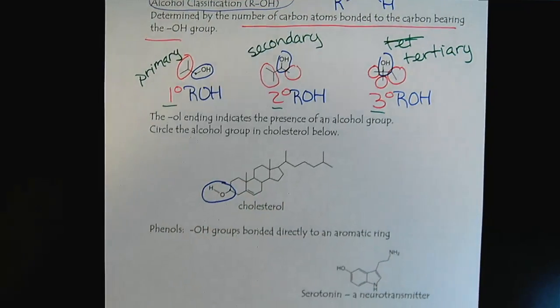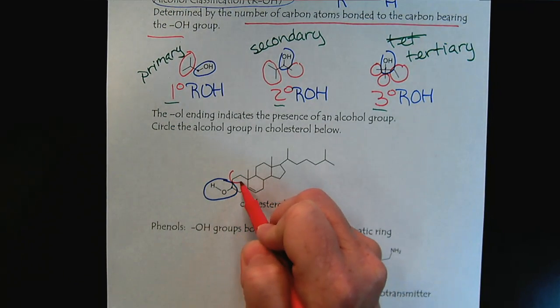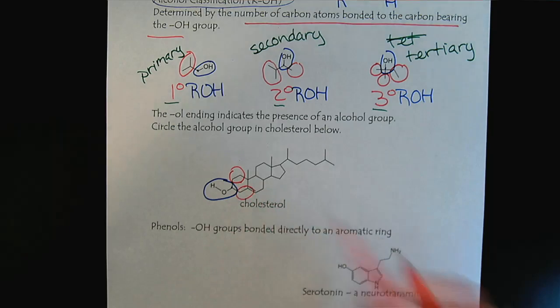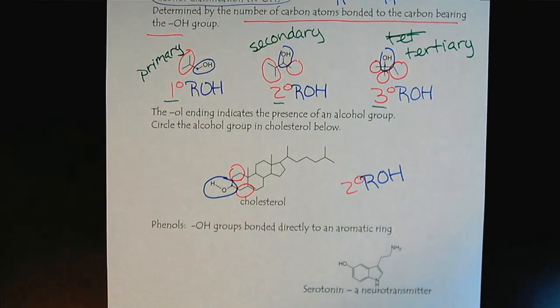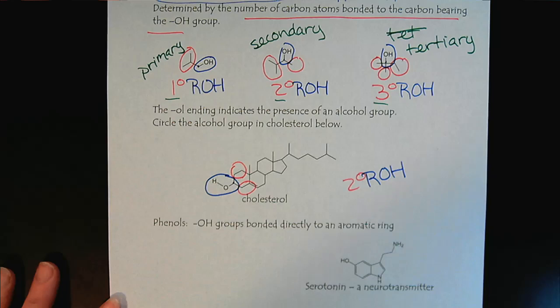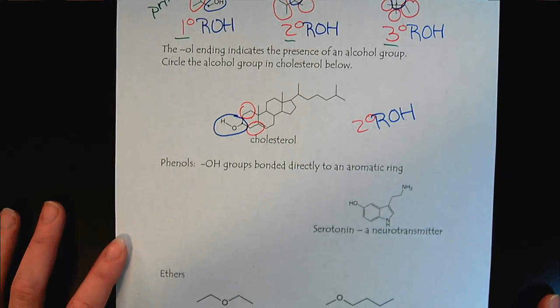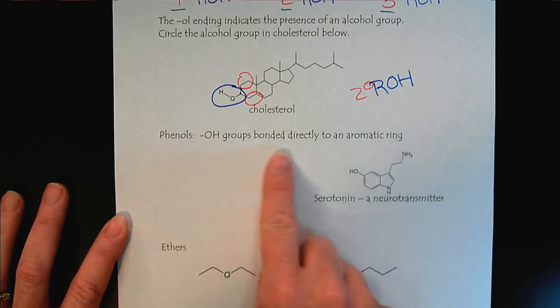So there's the alcohol group right there circled, and we notice that we could think there's carbons here and carbons here. So it turns out that cholesterol is a secondary alcohol. All right. A couple other things to note here.